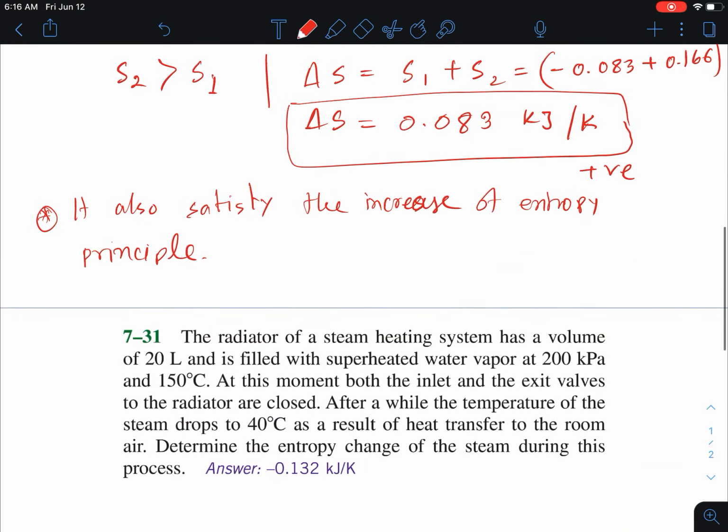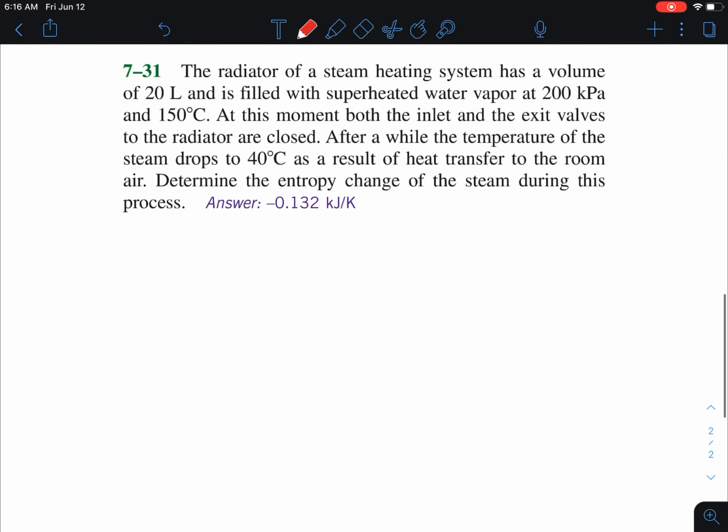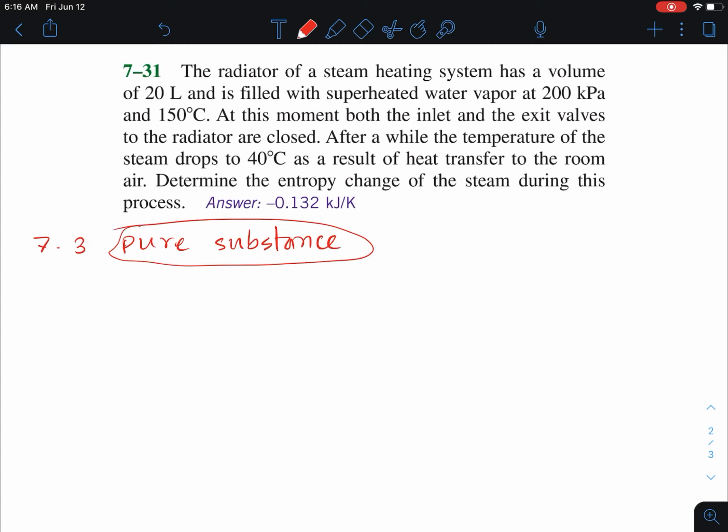Now we'll go ahead and do another problem based on pure substance. We talked about topic 7.3, the entropy change of a pure substance. If any substance has a fixed chemical composition, then we call that substance a pure substance. In this problem 7.31, I also chose the problem from the same textbook.